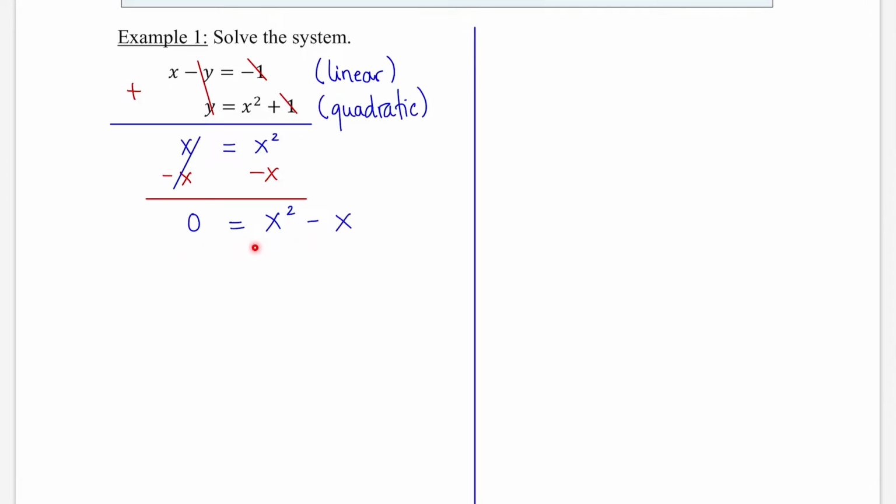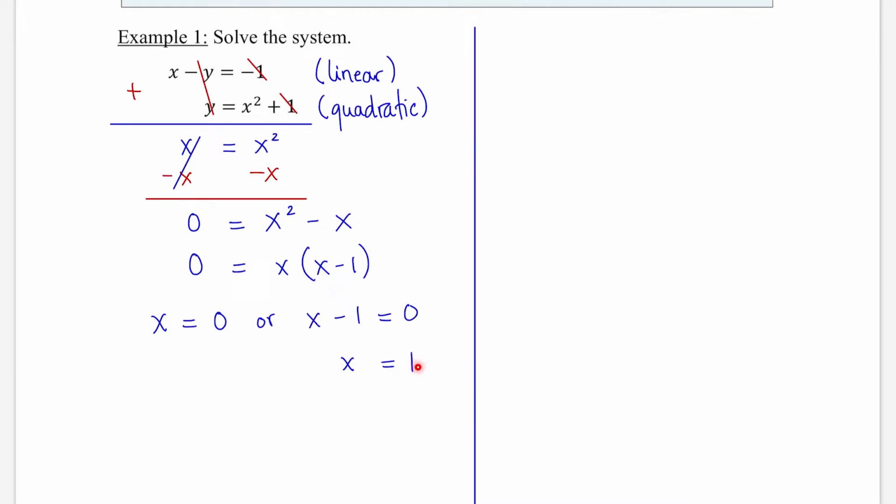To solve this equation, I am going to factor the x out. So I have 0 equals x times x minus 1. So I have either x is equal to 0 or x minus 1 is equal to 0. So I have two values of x. x can be equal to 0 or x can be equal to 1.